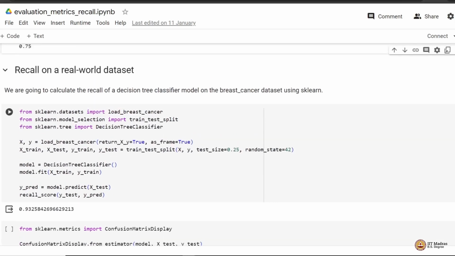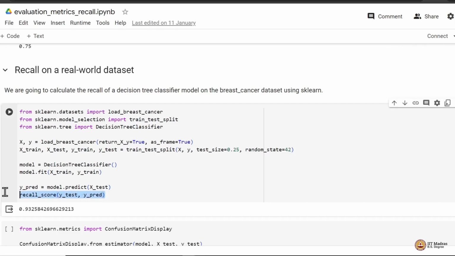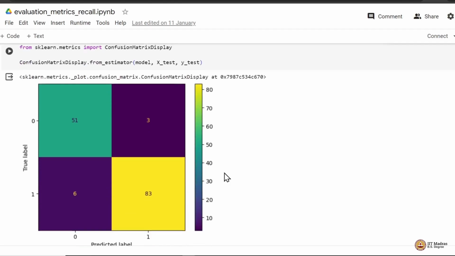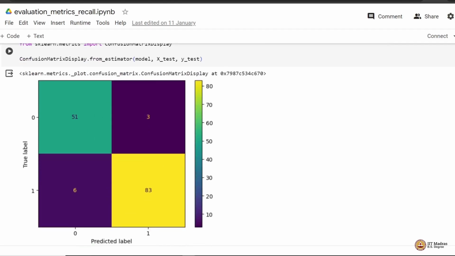If we look at this on a real world data set, we are going to use a decision tree model in this particular case. We have followed the same steps as we have done so far of doing the required imports, splitting the data set, and then we use the function recall_score. In this case, we are going to get the confusion matrix as seen here.